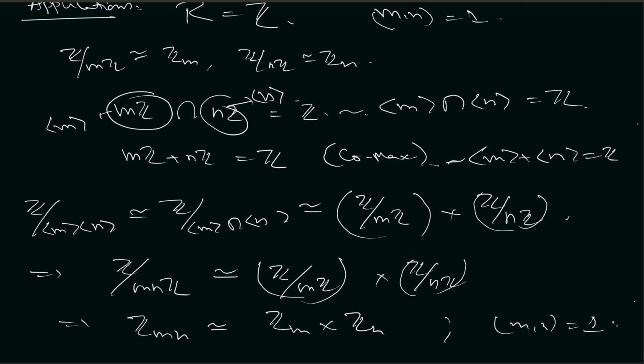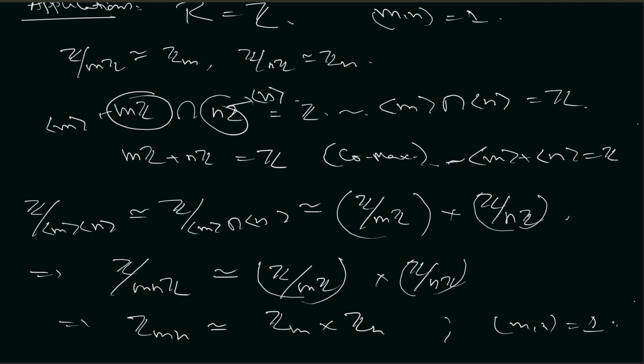Why is Z_mn isomorphic to Z_m cross Z_n, provided that? So that's one part, just one piece of information, one application I can say. What more applications can I say? Do you have any other information? As of now this information is enough, so I should not say anything more about that.